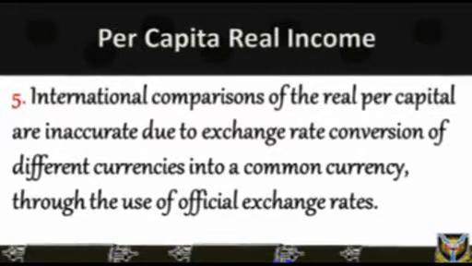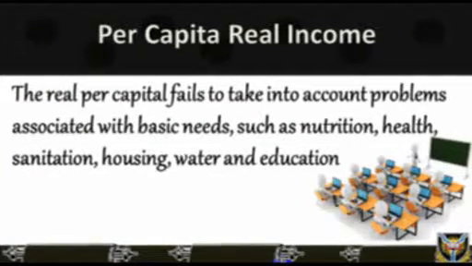6. The real per capita income fails to take into account problems associated with basic needs such as nutrition, health, sanitation, housing, water, and education. The improvement in living standards by providing basic needs cannot be measured by an increase in per capita income.